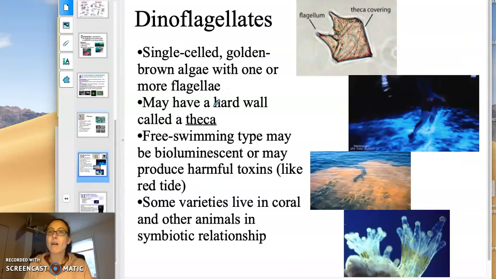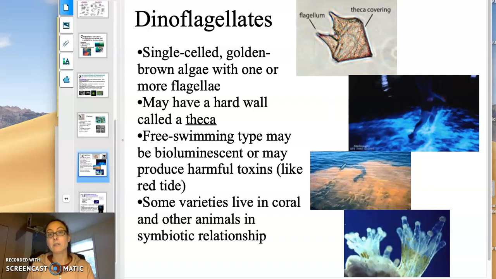Dinoflagellates are a different group. These ones have a flagellum, so hopefully you learned about that in biology. They can swim around a tiny bit. Their shell is made out of carbohydrates and other types of material that makes it not quite as hard, but a little bit more flexible. Again, these are mostly golden brown in color, but sometimes they can make a more orangey or red color.